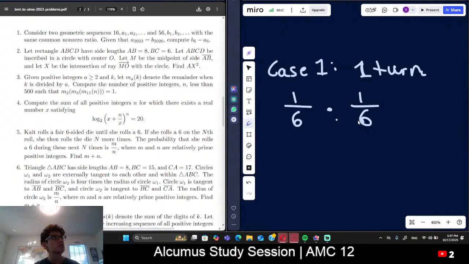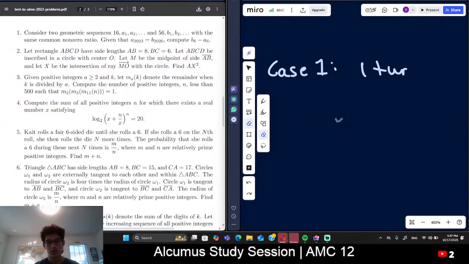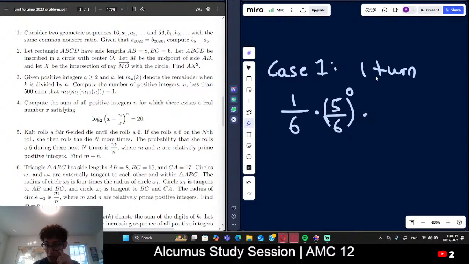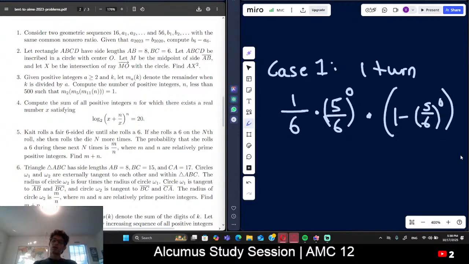Actually, we can think of this in a better way, so I want to rewrite this, just so that we're more systematic. This is going to be 1/6 times 5/6 to the 0, times 1 minus 5/6 to the first power. And I think this is going to be our general rule for everything.